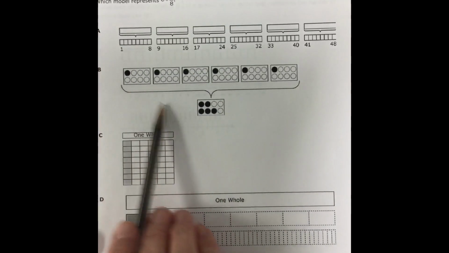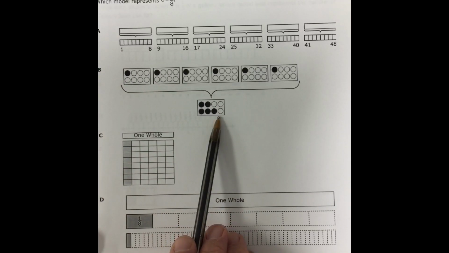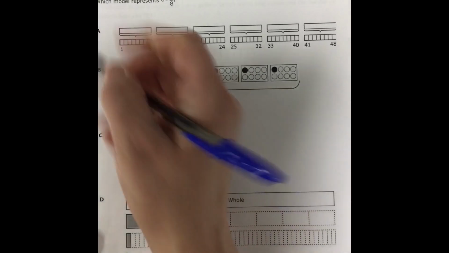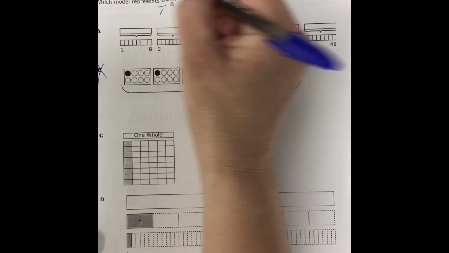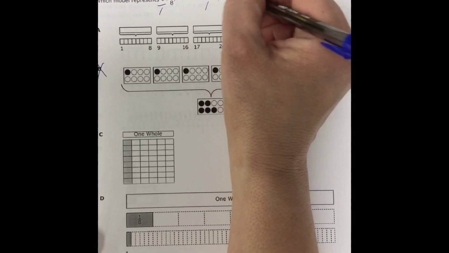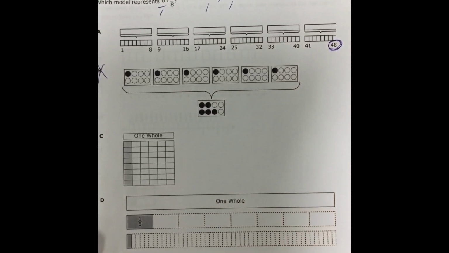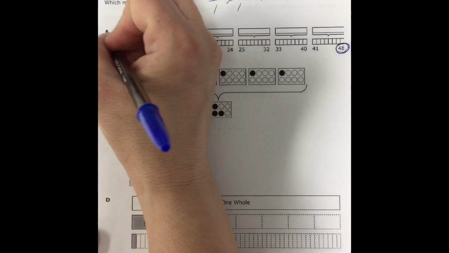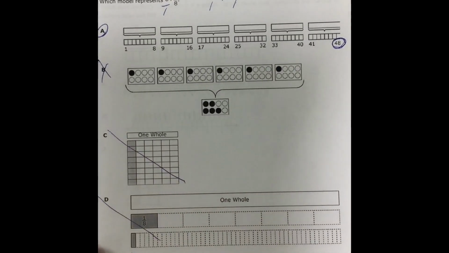Okay, look at the difference though. This one says 5 out of 8. That can't be our answer. Because if we do keep, change, flip, 6 over 1 times 8 over 1, 6 times 8 is 48. Look what you have here. So that means my answer is A. C doesn't make sense, and neither does D.